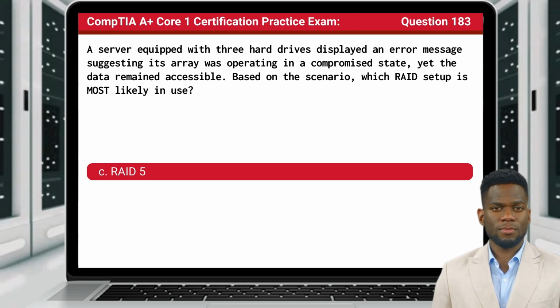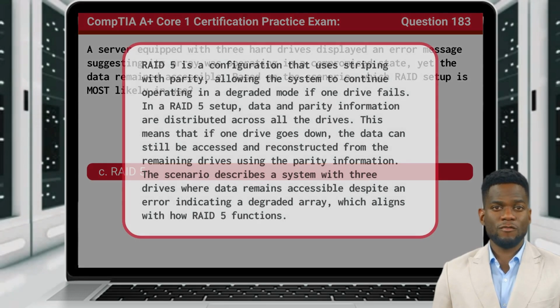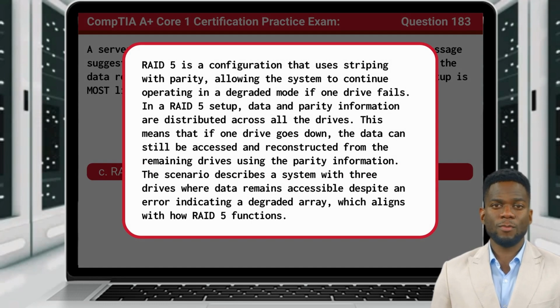The answer is C, RAID 5. RAID 5 is a configuration that uses striping with parity, allowing the system to continue operating in a degraded mode if one drive fails. In a RAID 5 setup, data and parity information are distributed across all the drives. This means that if one drive goes down, the data can still be accessed and reconstructed from the remaining drives using the parity information. The scenario describes a system with 3 drives where data remains accessible despite an error indicating a degraded array, which aligns with how RAID 5 functions.